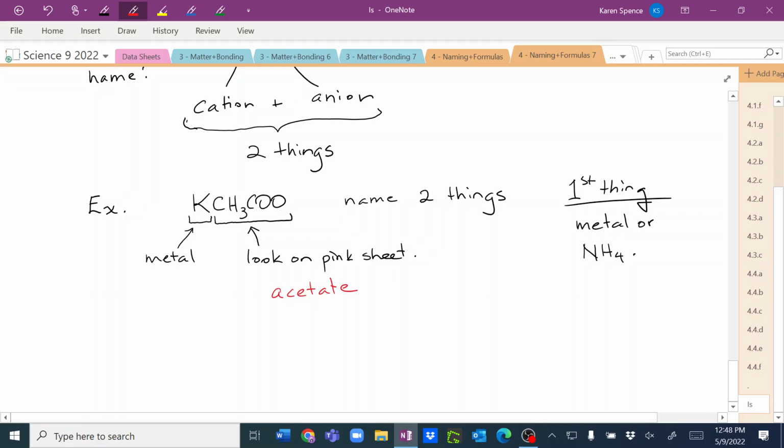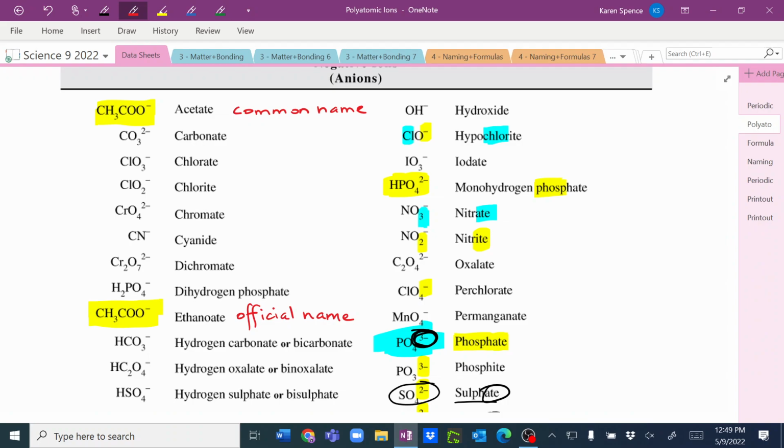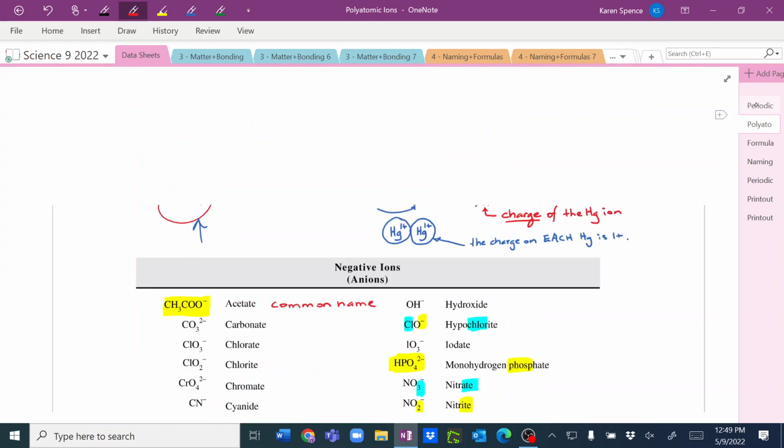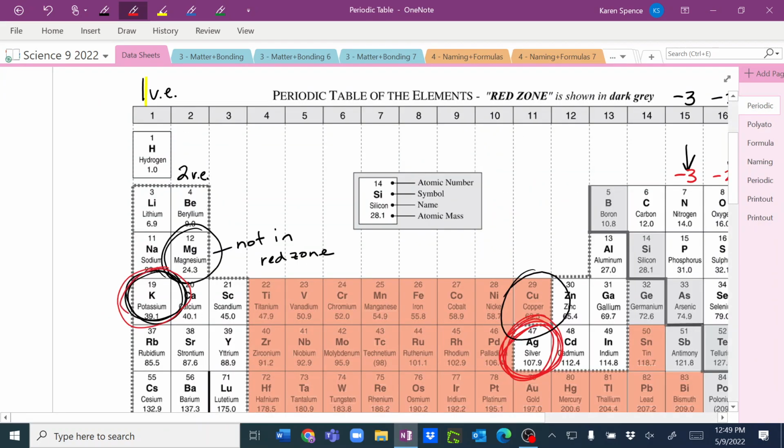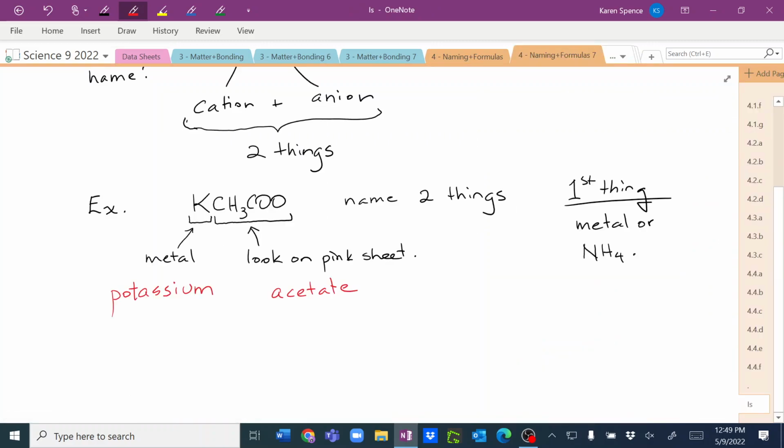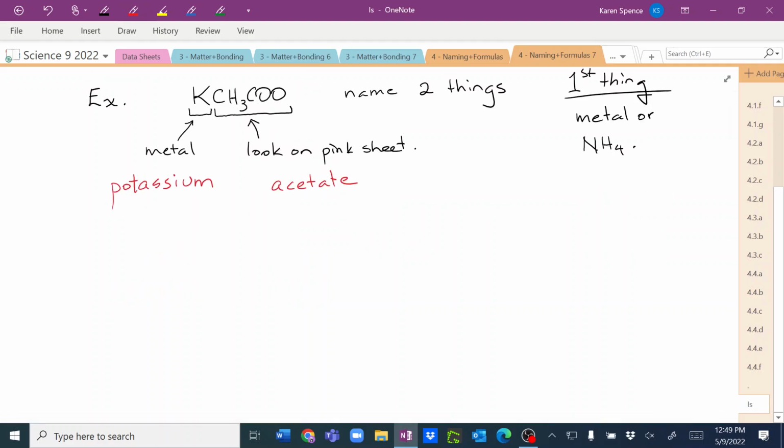And K is potassium. Does potassium need a Roman numeral? No, because potassium is not in the red zone, so it does not need a Roman numeral, okay? Now, I promised I would give you some examples with Roman numerals, but just before we do that, we're going to do one more where we don't need one.